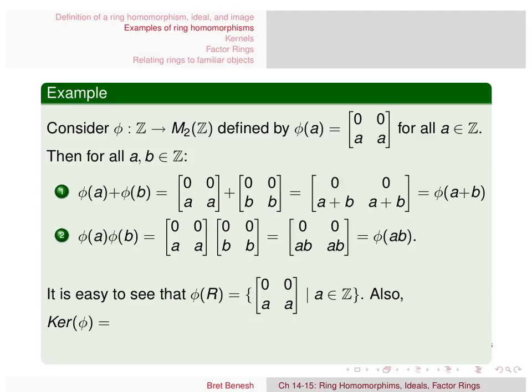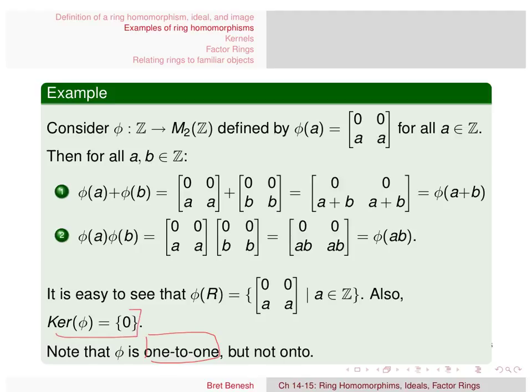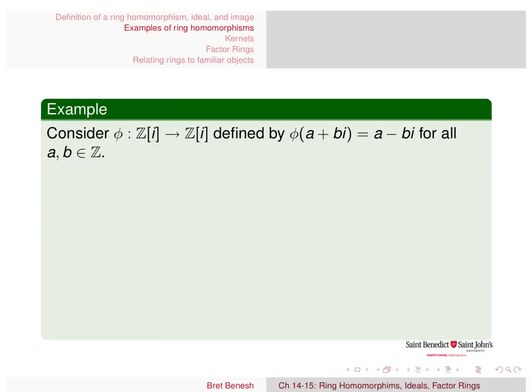Let's see what the kernel is. The kernel is just the things that map to 0. And how do you make this a zero matrix? Well, A has to be 0. So we have a one-to-one mapping, but it's not onto, because the kernel is just equal to the identity of the input ring. So we have a one-to-one, not onto map, so it's not an isomorphism.